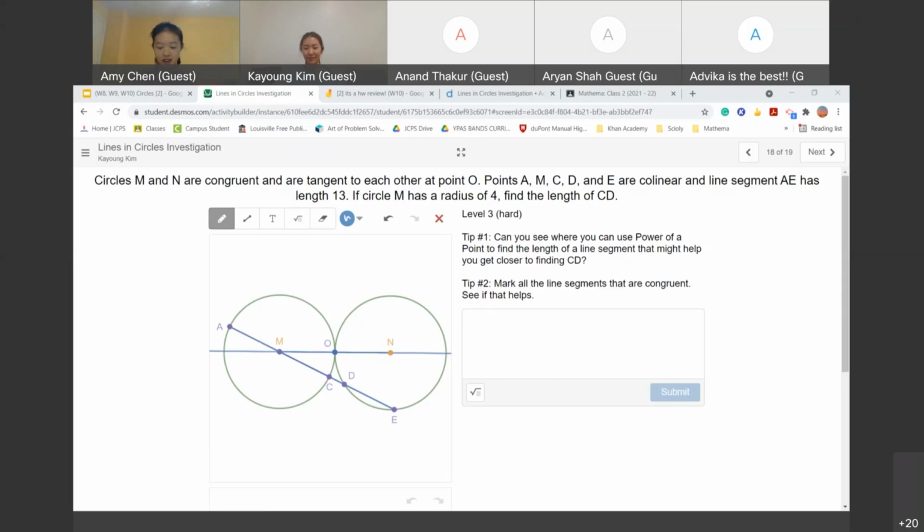Yep. Advika has one. Line segment AM equals line segment MC because they're both radii of circle M. ND equals NE. Yep, that's another one.